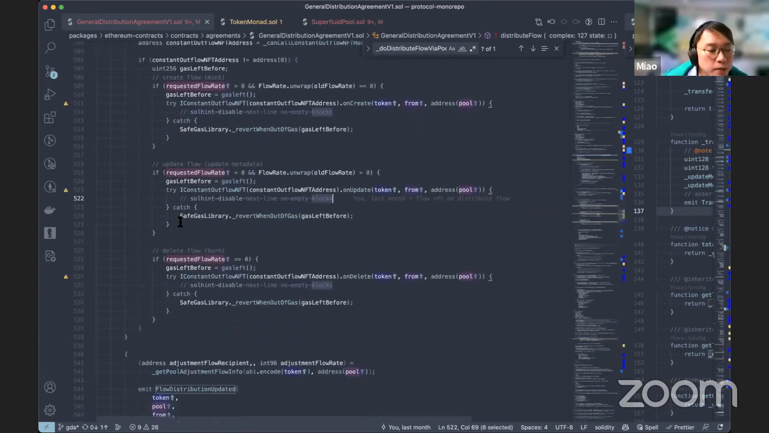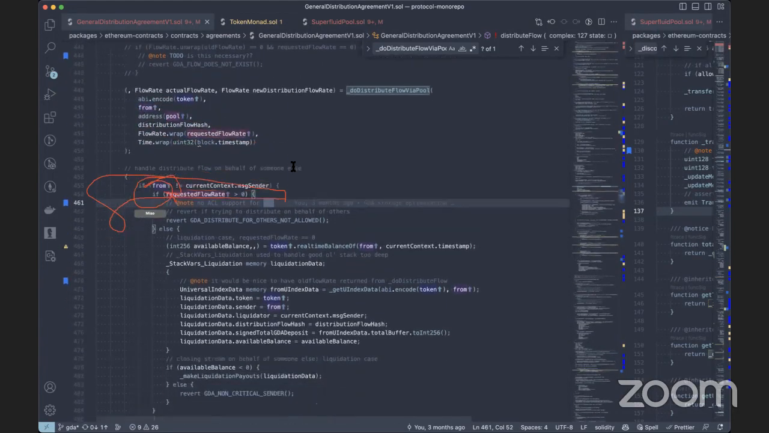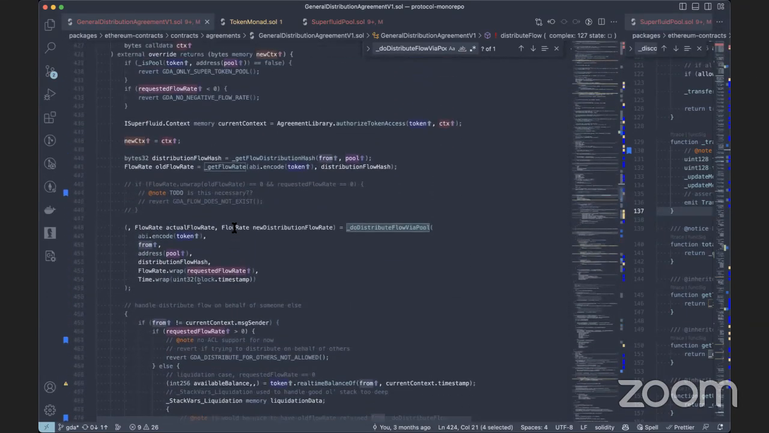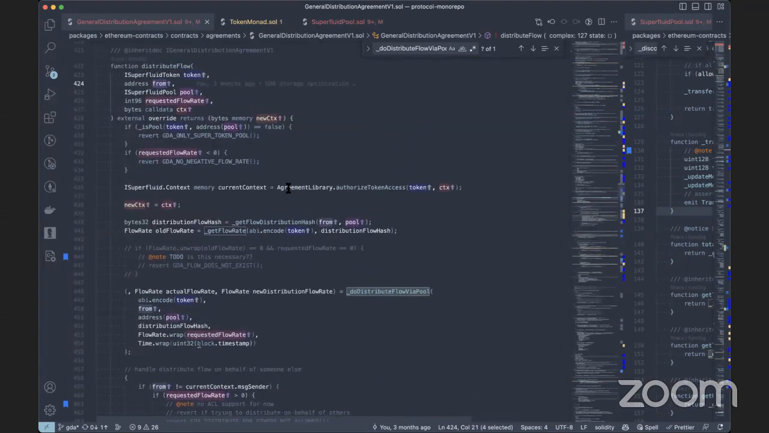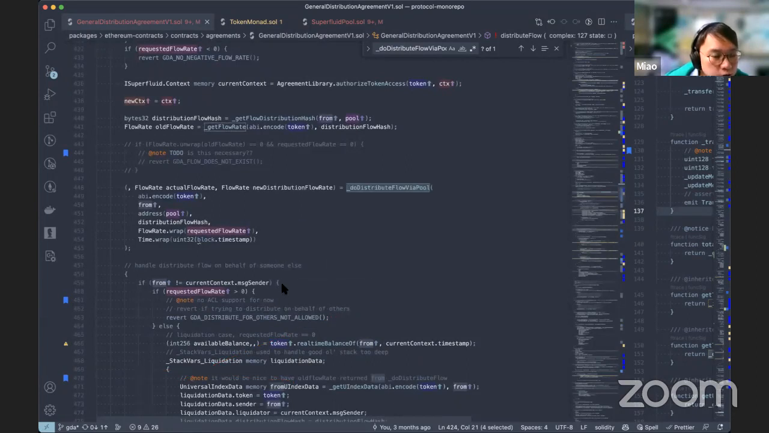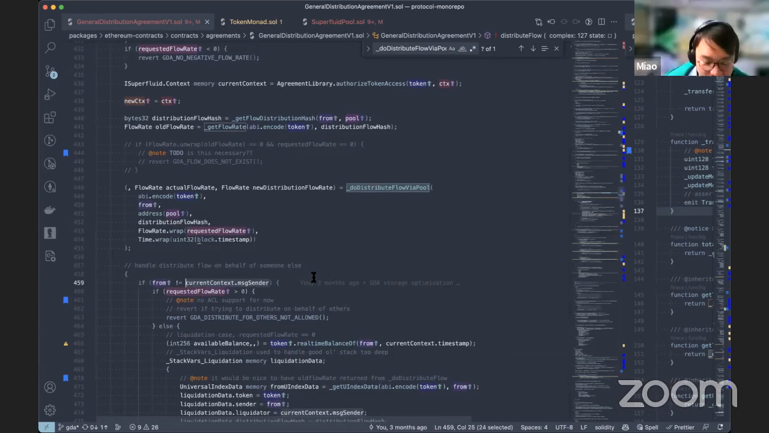So regarding that ACL part of comments, can you go back? Let me pause a little bit there. Request flow rate, sender. What is from? From is the distributor. I thought you said we support multi-distributor. Yeah, anyone can call this function. Yeah, so when the from is not equal to the message sender of the context. Okay, but I will put a lot of interface anyway.